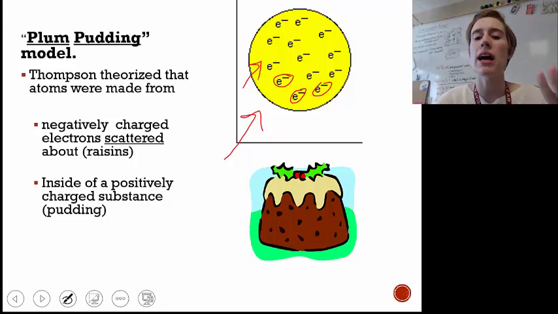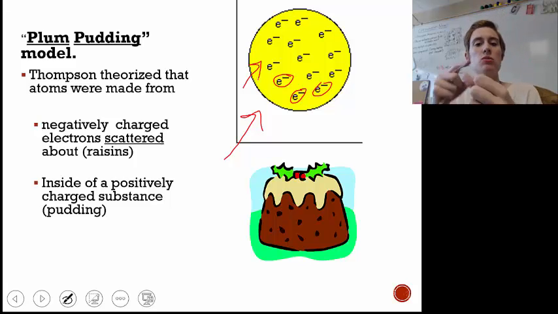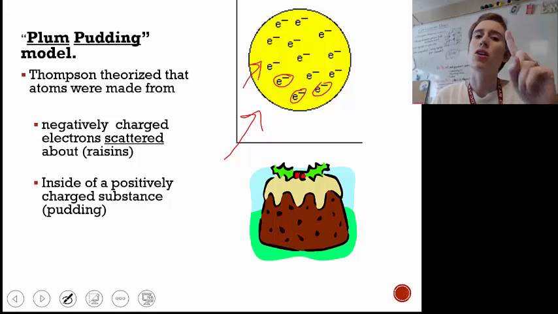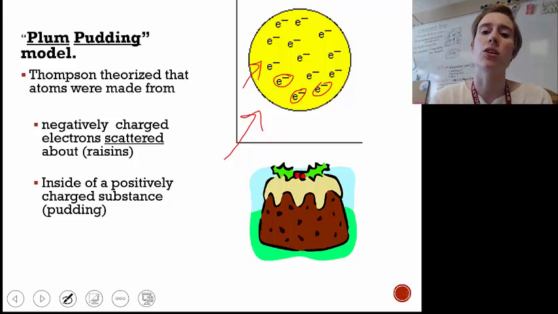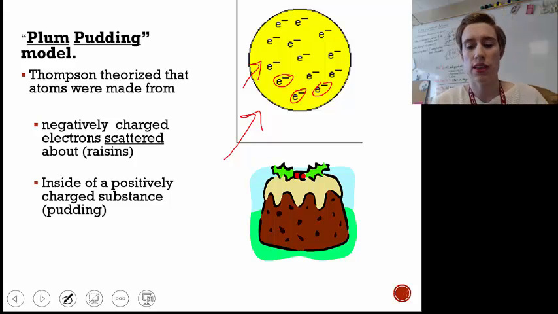Well, obviously we know an atom doesn't look like that, right? We know it has the nucleus with the electrons outside. Question, how did we get to learn that the plum pudding model was totally wrong? And how did we get to our current idea of the atom?